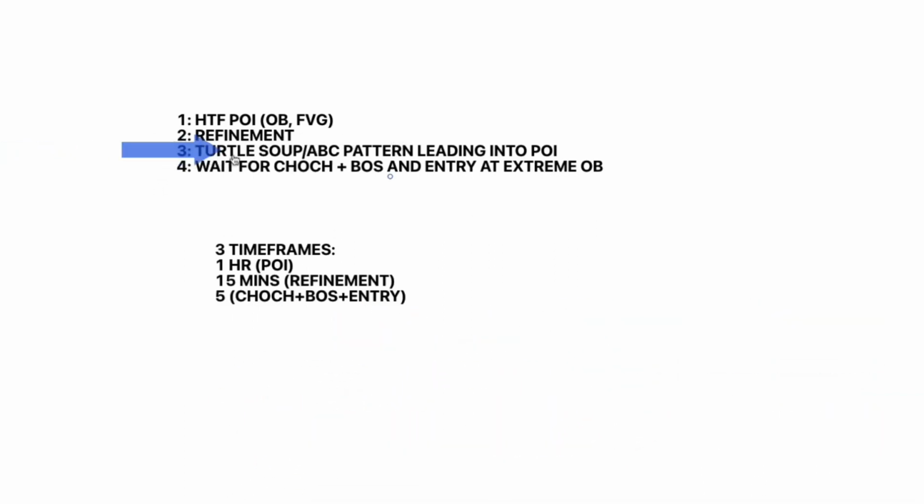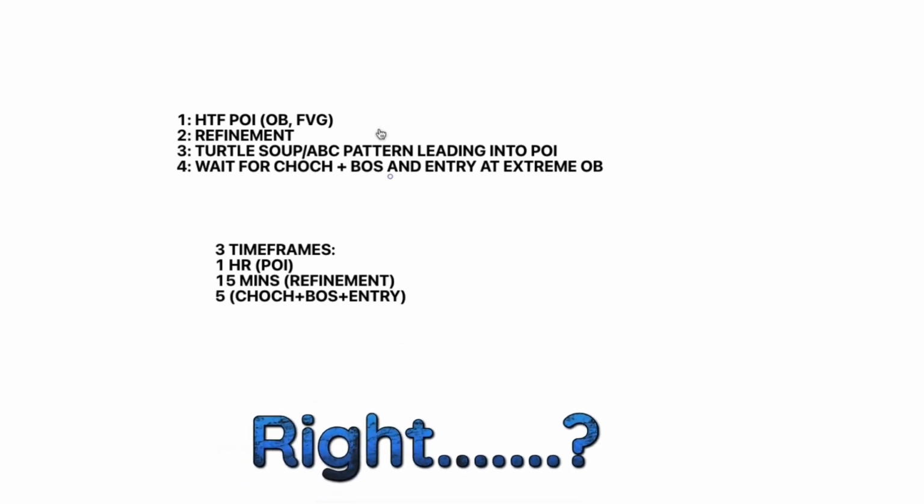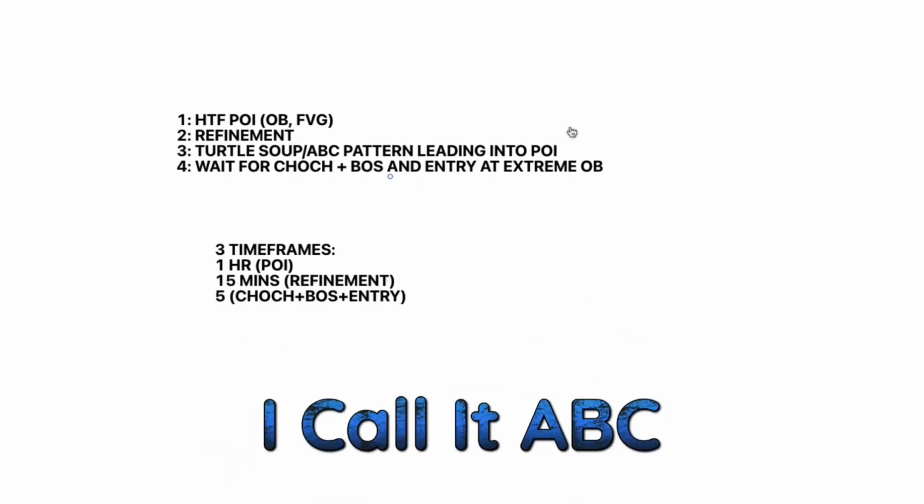Number 3 is turtle soup, an ABC pattern leading into the POI. The ABC pattern is available on my YouTube channel for absolutely free. If you don't know what an ABC pattern or turtle soup is, they are basically the same thing, right? ICT calls it turtle soup, I call it ABC. The ABC pattern must be leading into your refined POI, and I'll explain later what I mean by that.